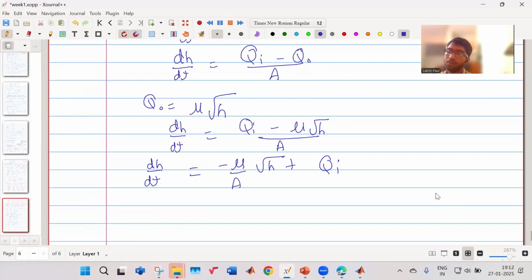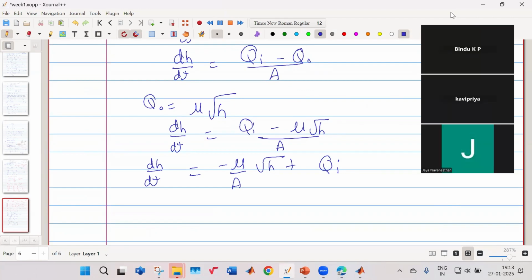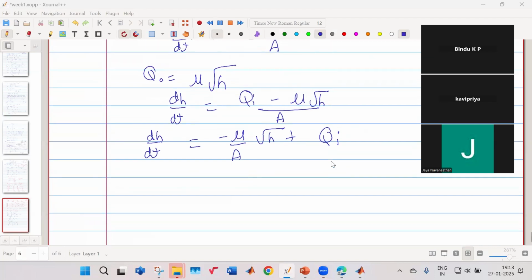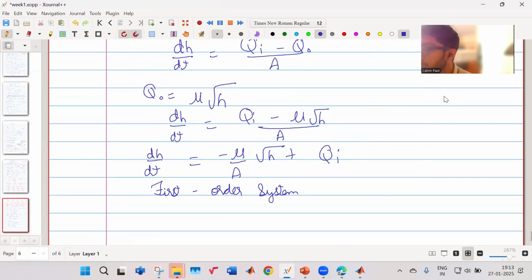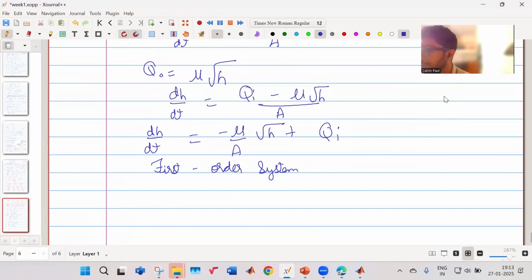So what is the order of this system? What is the order of this differential equation? Kavipriya, Jaya, Bindu, you can send a message. First order. Yes, correct. Very good, Jaya, and thank you, Kavipriya. So this is a first order system. Now, is it a linear system? No, it's non-linear because of the square root. So it is a non-linear system.